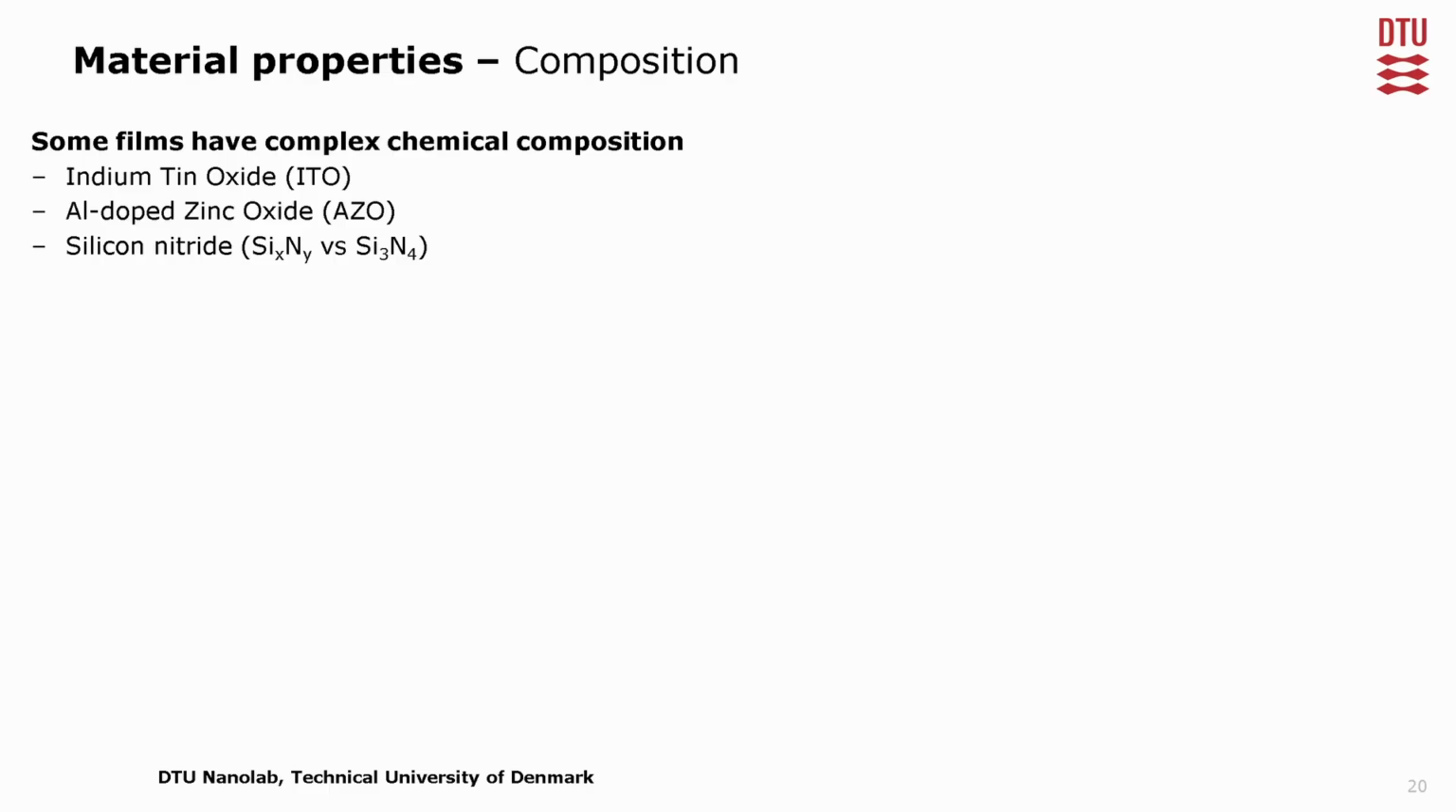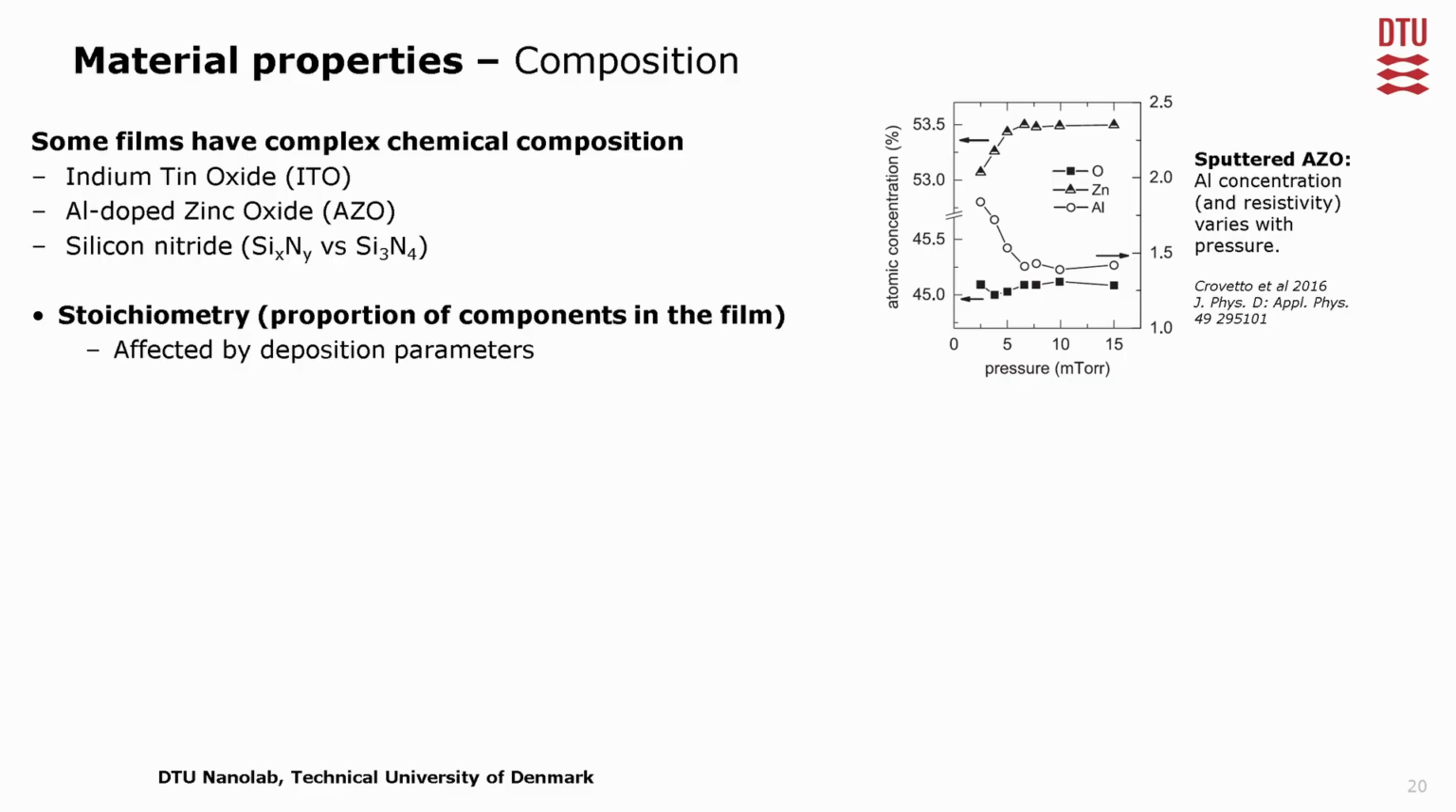However, if the silicon fraction is higher than 3, you obtain silicon-rich nitride, which has a higher refractive index but also higher optical losses. You can select the deposition recipe to achieve either pure stoichiometric nitride or silicon-rich silicon nitride, depending on your requirements. Stoichiometry refers to the proportions of individual elements in a compound and can be affected by deposition parameters. This image shows an example of aluminum-doped zinc oxide deposited using sputtering.